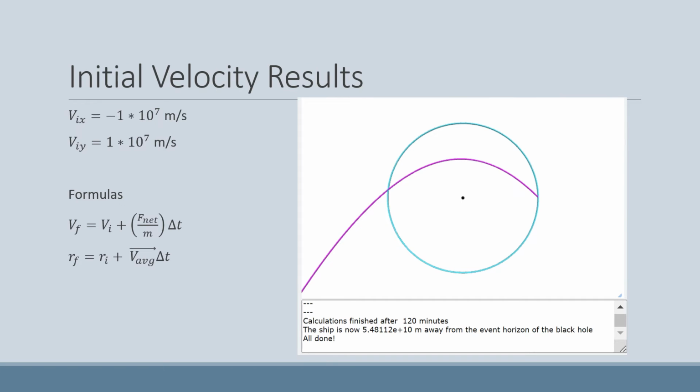With this code, we found the initial velocity that would work is -1 times 10 to the 7th meters per second in the x direction and 1 times 10 to the 7th meters per second in the y direction.